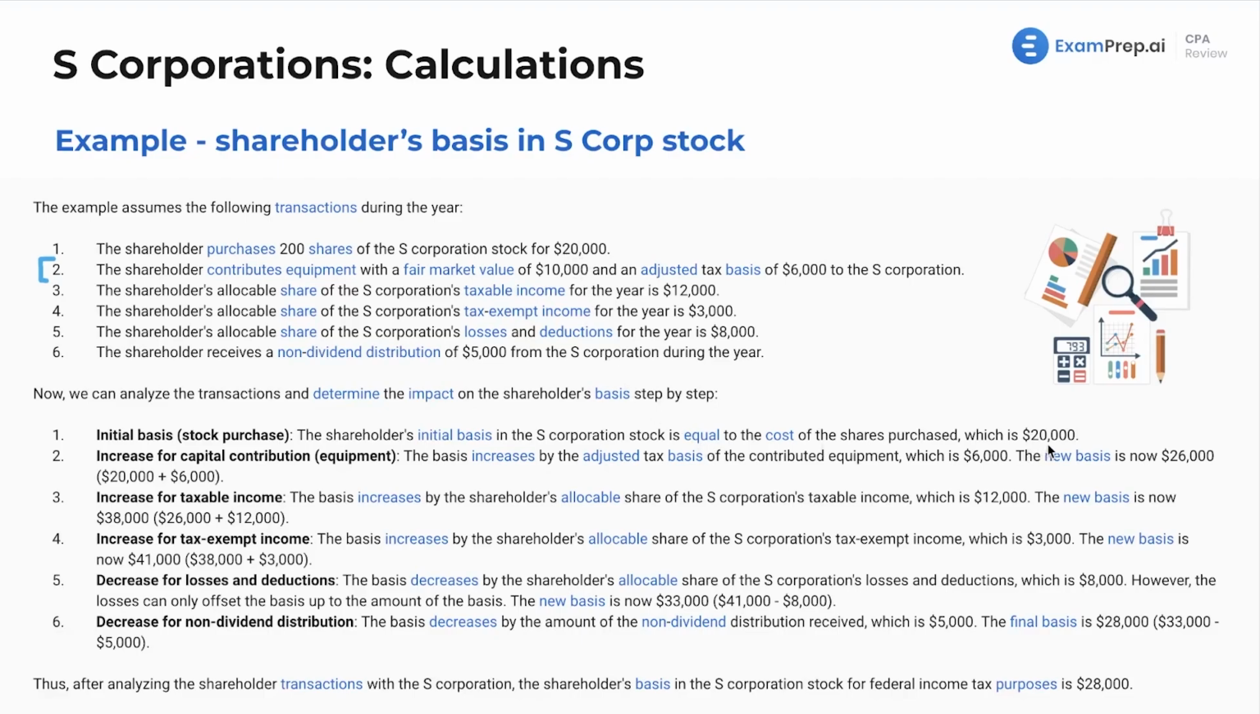Cool. You've got $20,000. Now here, we're never going to use the fair market value, especially when it comes to these flow-through entities. 9 times out of 10, we're going to use the adjusted basis. Just keep that in mind. 9 times out of 10, the fair market value will be a distractor. We are using the adjusted basis to the shareholder.